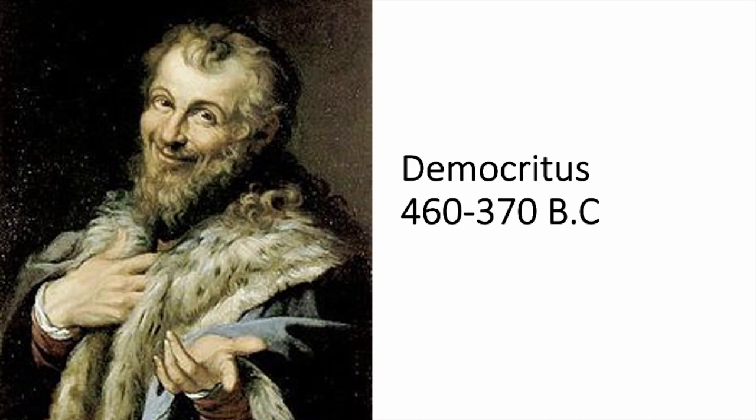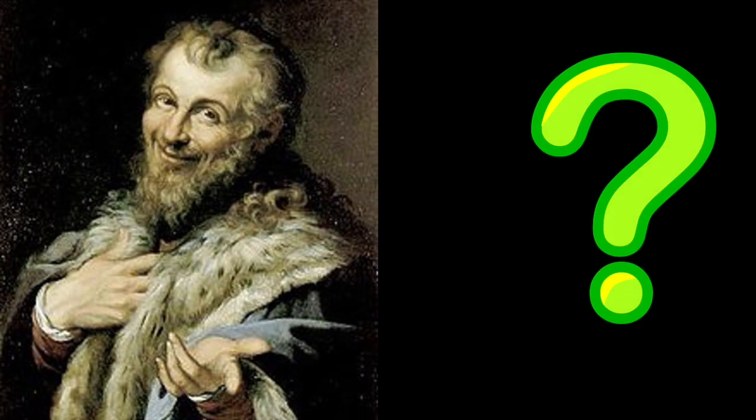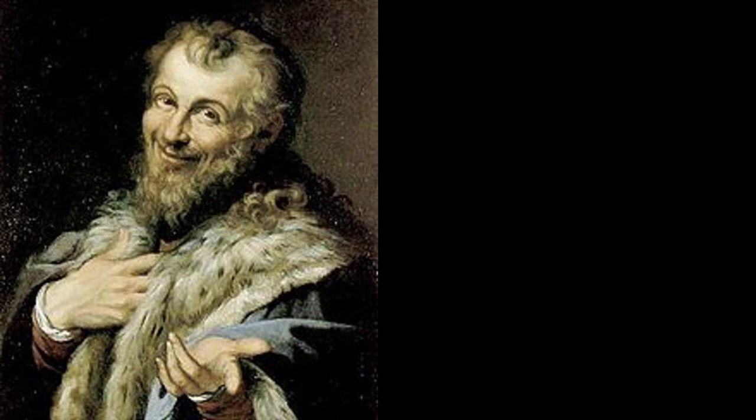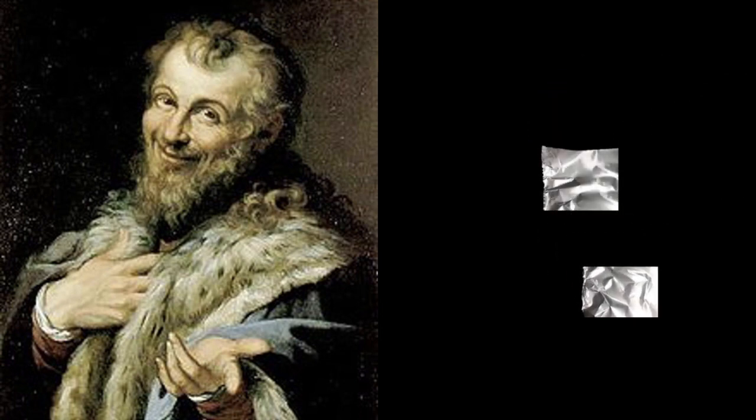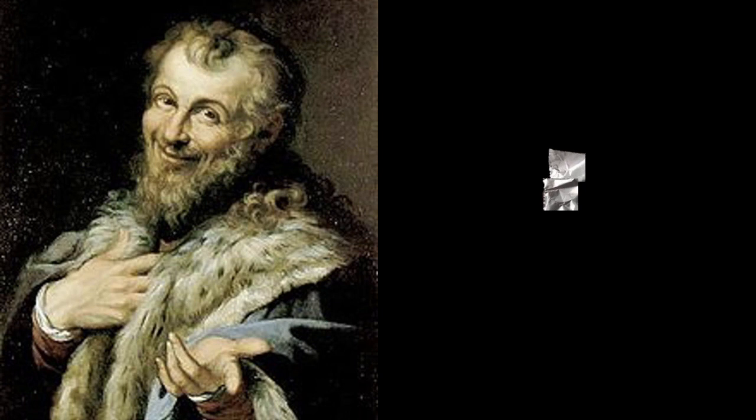Well, around 400 BC, give or take a few years, an ancient Greek philosopher named Democritus had a similar question. He wondered what would happen if you took a piece of matter and kept breaking it in half again and again and again. He proposed that eventually you'd get something you wouldn't be able to break down anymore. He called this basic particle of matter the atom, based on the word atomos, which means indivisible.